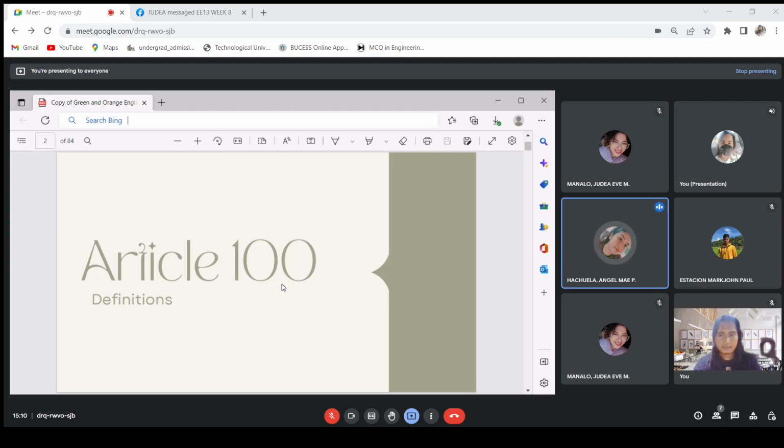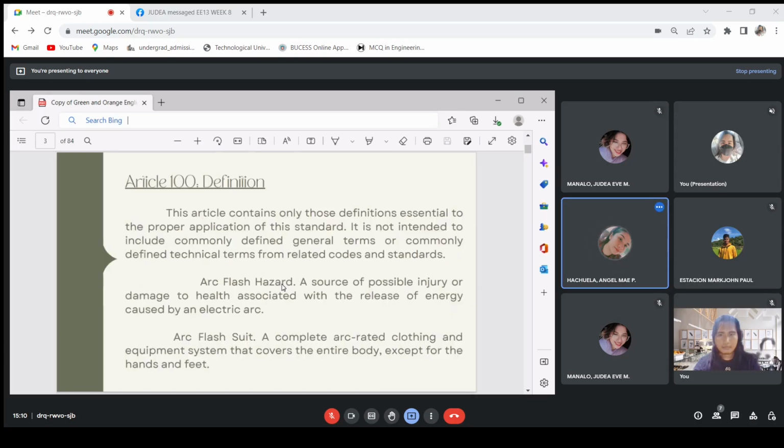The first article in chapter 1 is Article 100, the definitions. This article contains only those definitions essential to the proper application of this standard. It is not intended to include commonly defined general terms or commonly defined technical terms from related codes and standards. In general, only those terms that are used in two or more articles are defined in Article 100. Other definitions are included in the article in which they are used but may have reference in Article 100. The definitions in this article shall apply wherever the terms are used throughout the standard.